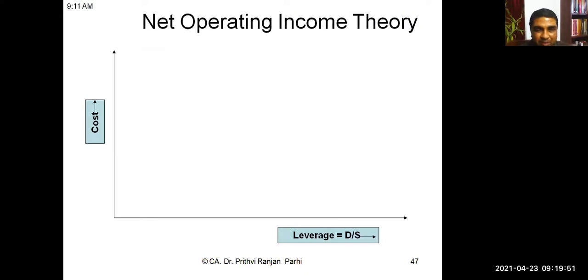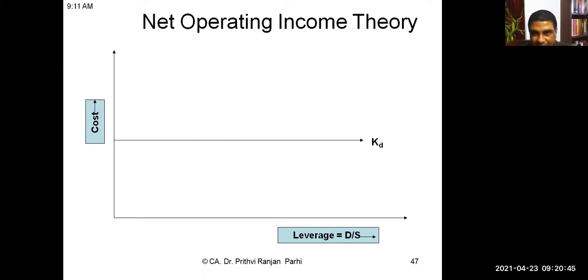Now again, I am showing you the same kind of graph. In the horizontal axis, I am showing you leverage. Leverage means debt by share, or you can say debt by value. So in fact, this particular line shows increase of debt in the capital structure, or you can say proportionate increase of debt in the capital structure. And on the vertical axis, I'm showing cost. And first, I'm saying the KD is constant. That means irrespective of the leverage, irrespective of amount of loan, whether amount of loan is 0 or amount of loan is 50, KD is constant. KD is same. Suppose KD is 10%, it is 10% for any amount of loan. That is the meaning of KD is constant.